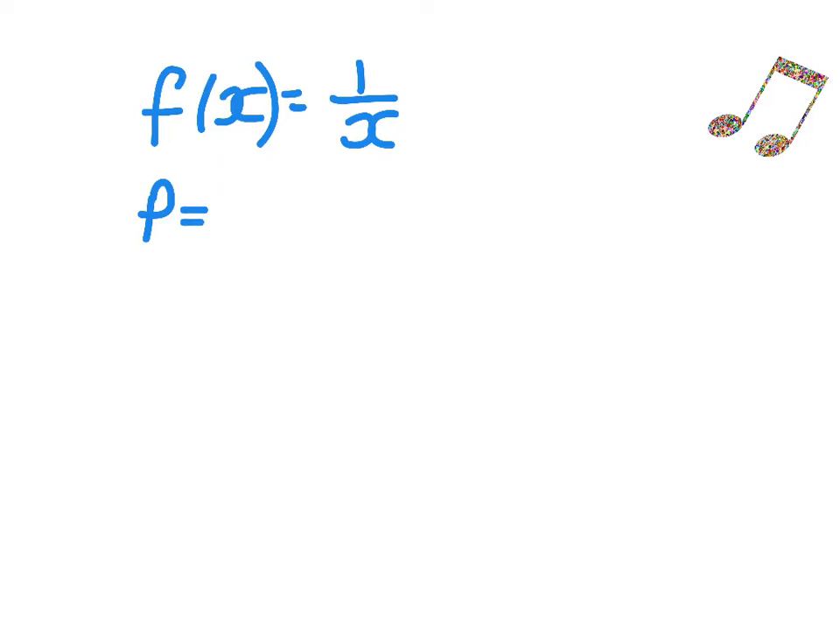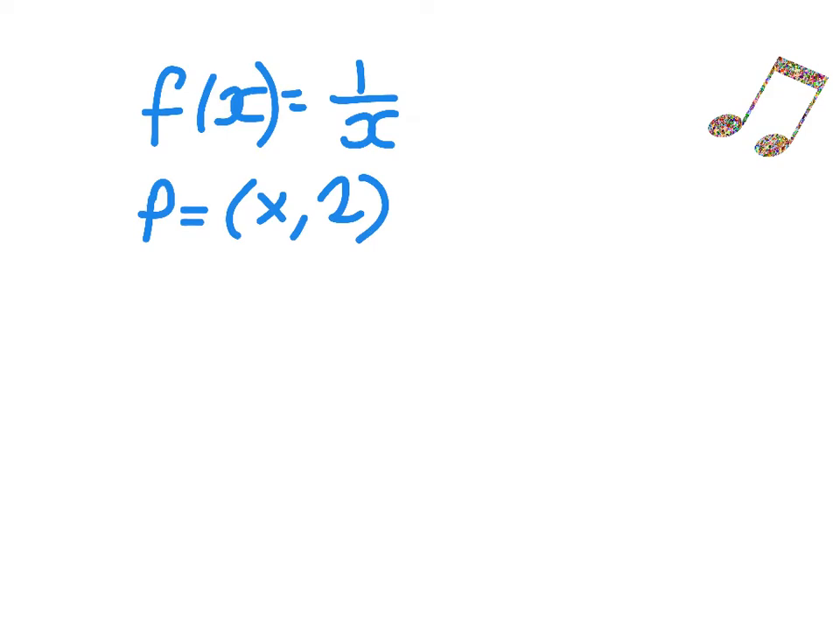Okay, the third example, you're given a diagram and we're told that the function is defined by f of x is equal to 1 over x and x is greater than 0. We're asked to find the equation of the tangent to the curve at the point P. Now looking on the diagram, we can see the point P and we're given the y coordinate is 2. We don't know what the x coordinate is, but we know the y coordinate is 2.